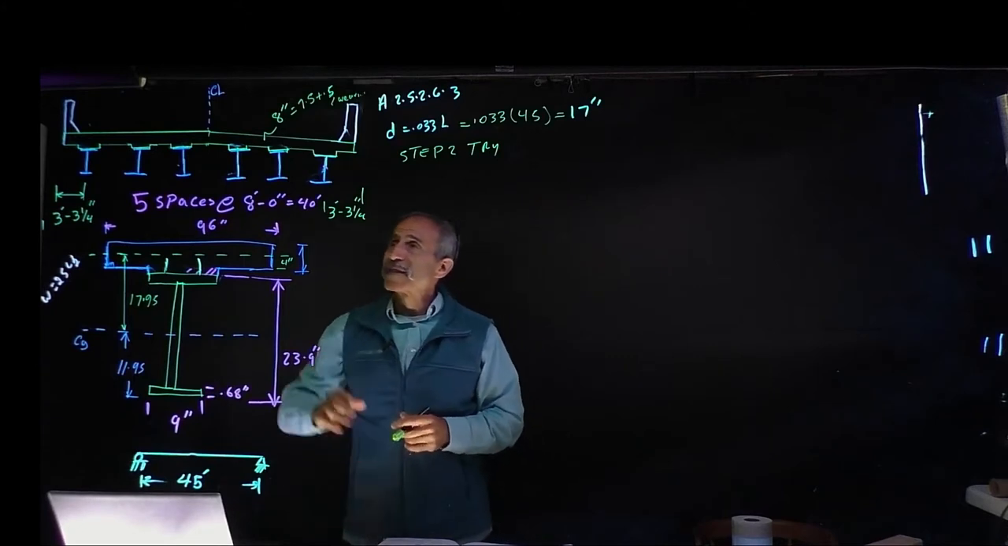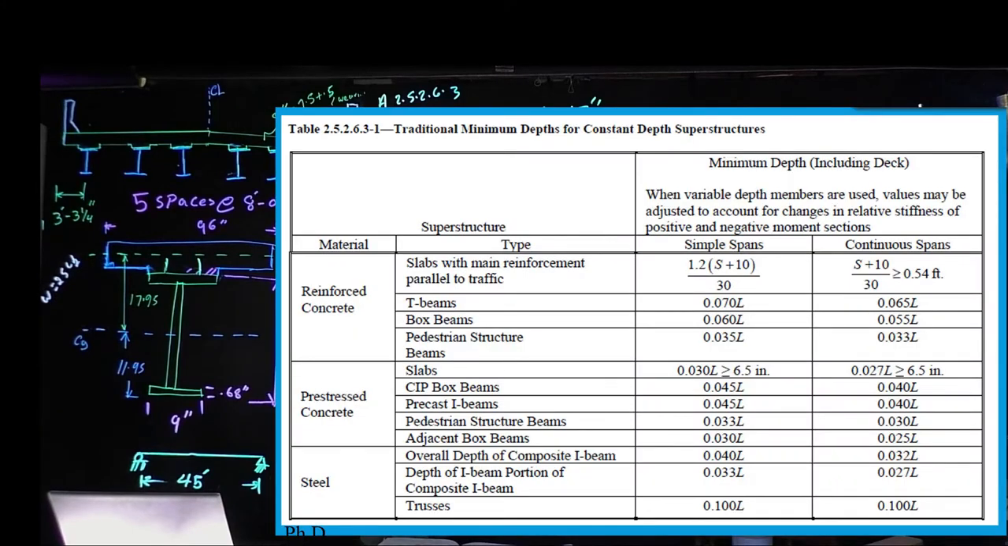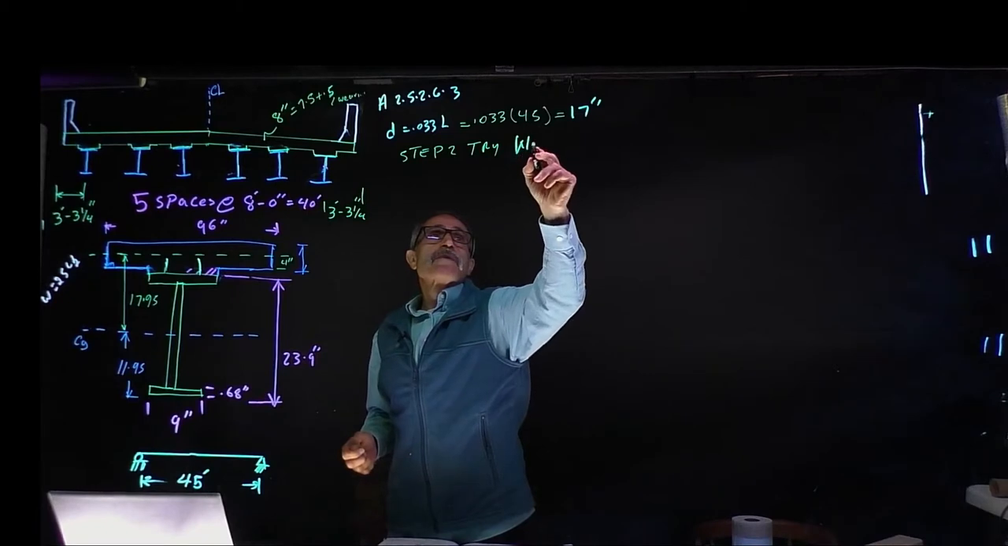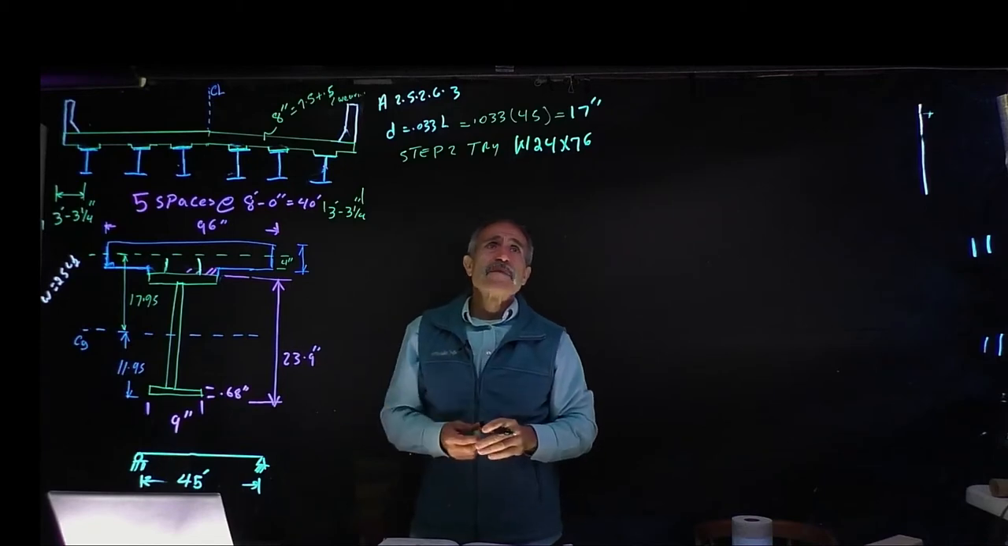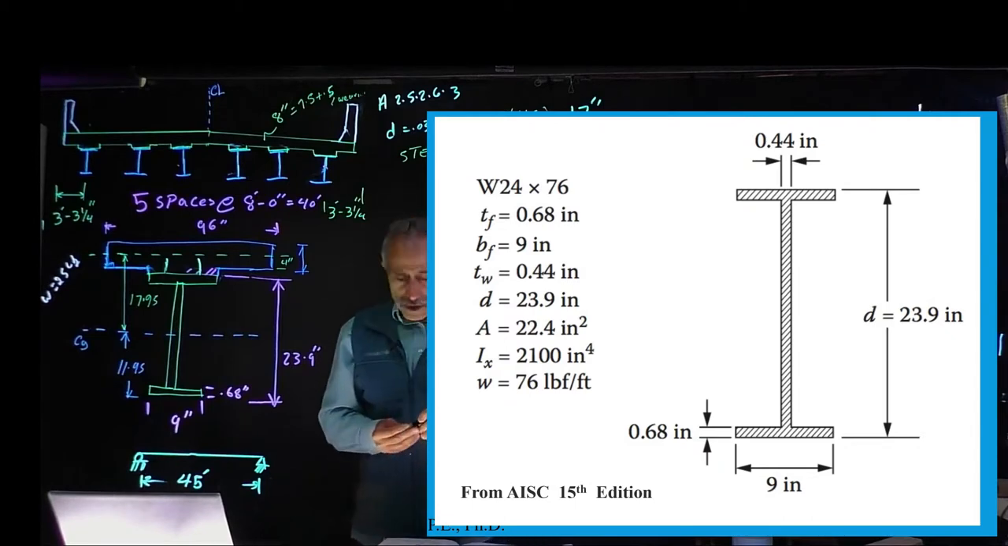In step number 2, we're going to select the size and try it. If we look at the AASHTO A2.5.2.6.3, which I have right here on the board, and look at the table, the bottom row steel and the second row, depth of the I-beam, it says the minimum has to be 0.033 times L, which becomes 0.033 times 45, about 17 inches. So we're going to try the W24 by 76. If we look at all the information from the AISC handbook manual, the W24 by 76 is right there, and we have that information.